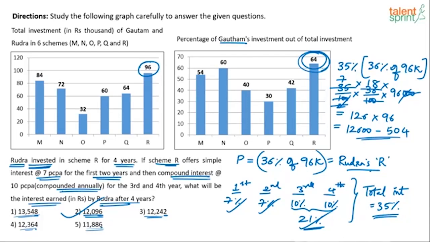Instead of taking percentages, you just divide by 100 here and simplify to get the answer. See, how you arrive at the number is the key. How you do the calculation is the key. 7 18s is 126. 126 multiplied by 96. Now again, 96 is split and merged, right? Split it as 100 minus 4. So 12,600 minus 126 into 4. 12,096.